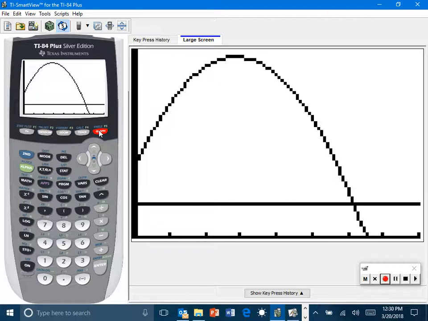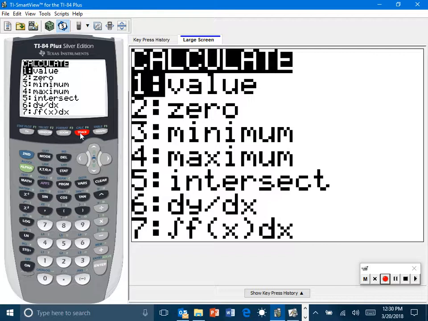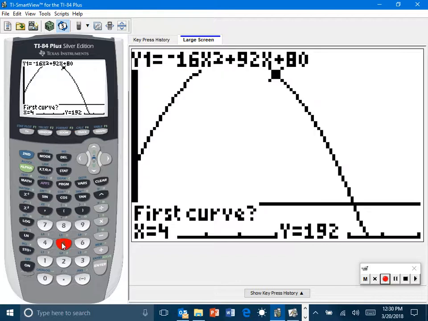Now, we want to know right here, look at where the arrow is, where it's intersecting. We learned about that intersection point earlier, not in the last lesson or today's lesson. So we're going to do the second trace again, and you're going to have to pick number 5 this time, intersection. There is only one, so you don't need to worry about moving it anywhere. Just hit enter 3 times.